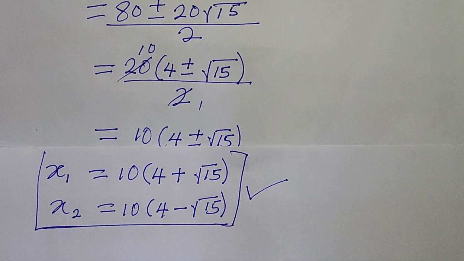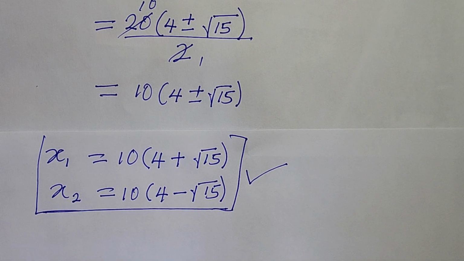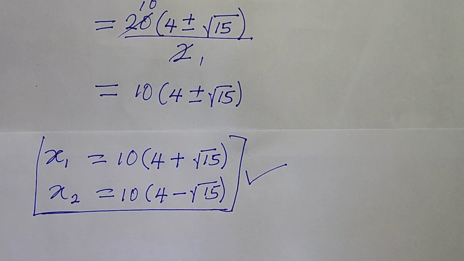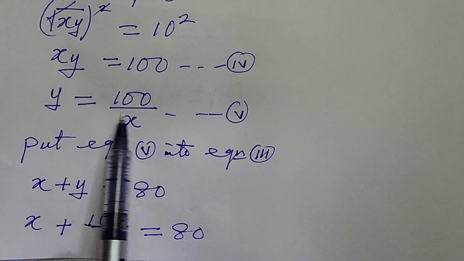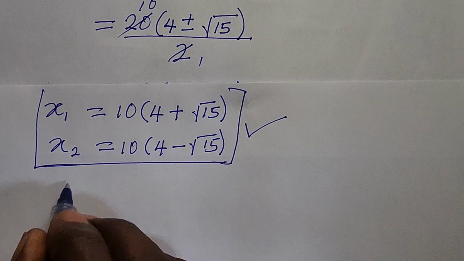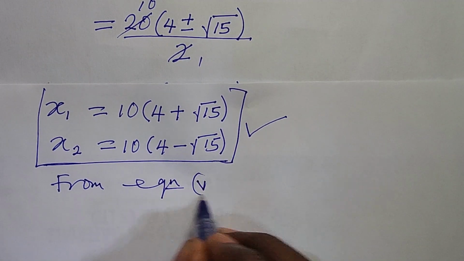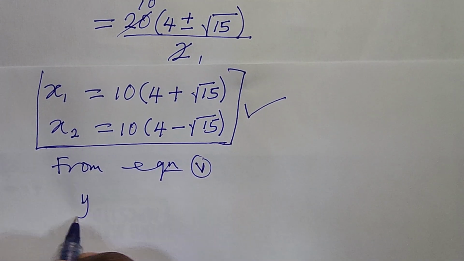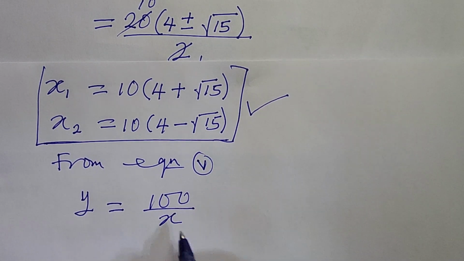So we want to solve for our y1 and y2. Since we have x1 and x2, definitely we're going to have y1 and y2. And how do we get our y1 and y2? We recall from one of the equations we have established, which is equation 5. Look at this here. From our equation 5, y has been made the subject of the formula. So from equation 5, we know that our y is equal to 100 all over our x, right?